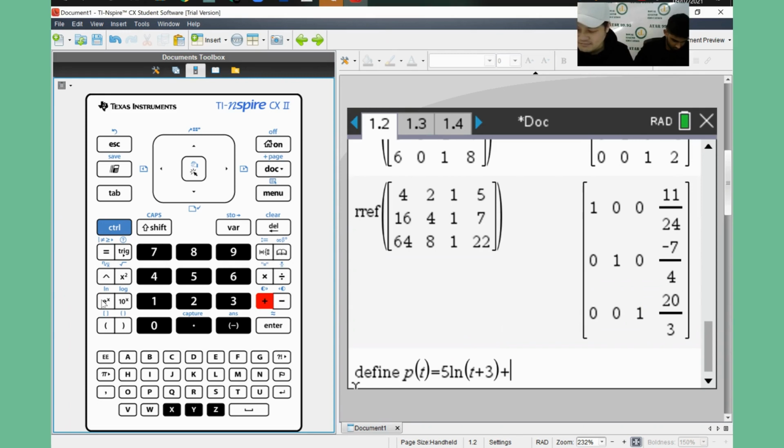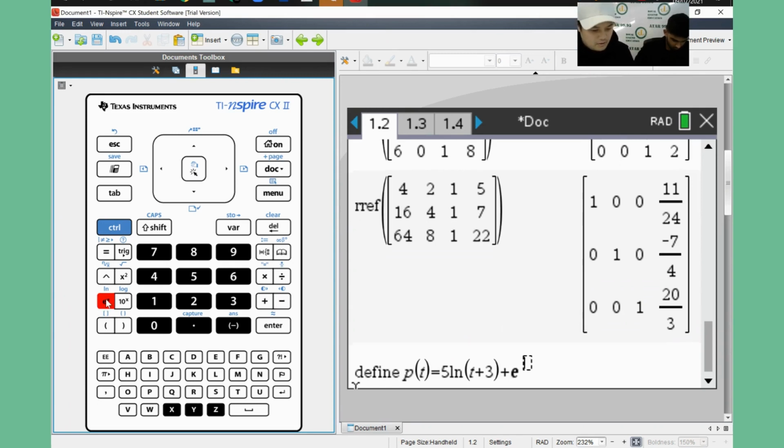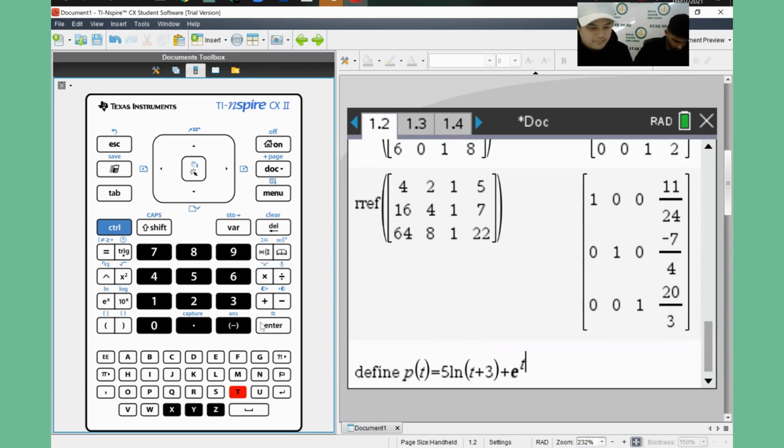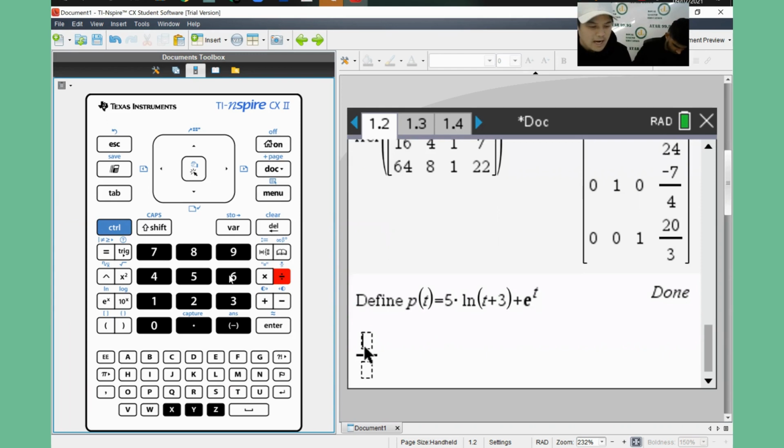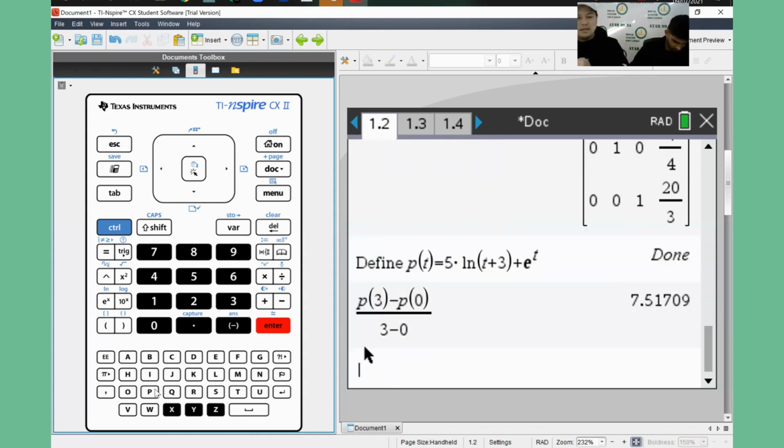Why am I defining? Because I'm using it quite a few times. Enter. Okay, yeah. And what I need to do right now is the average rate of change. P(3) minus P(0) divided by 3 minus 0. Enter. Ta-da. I do this.